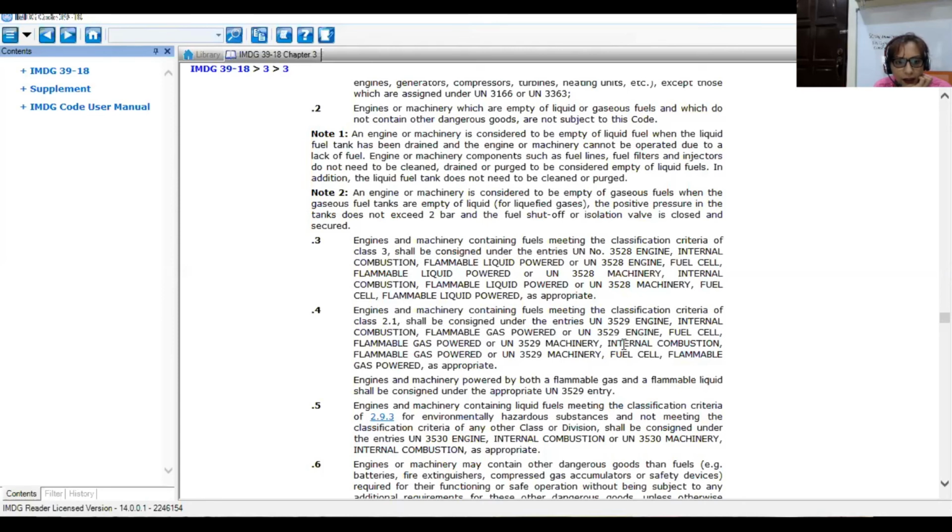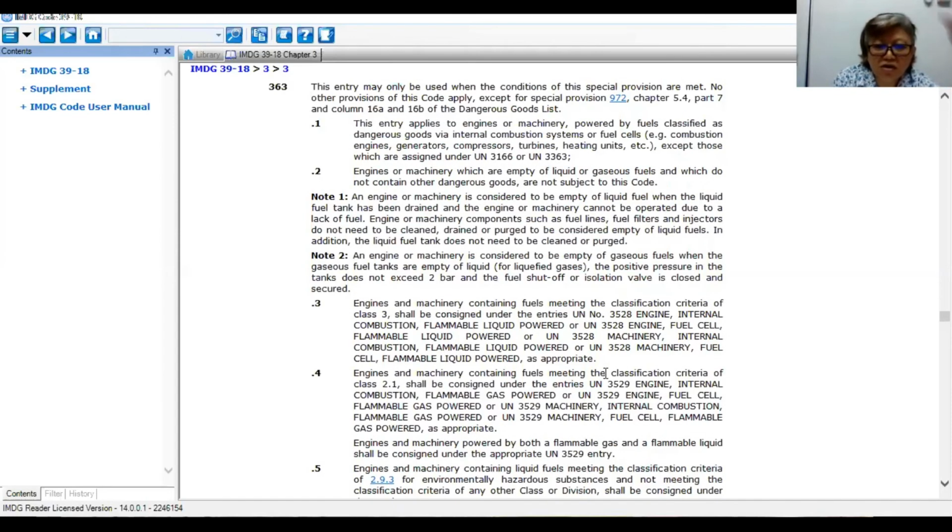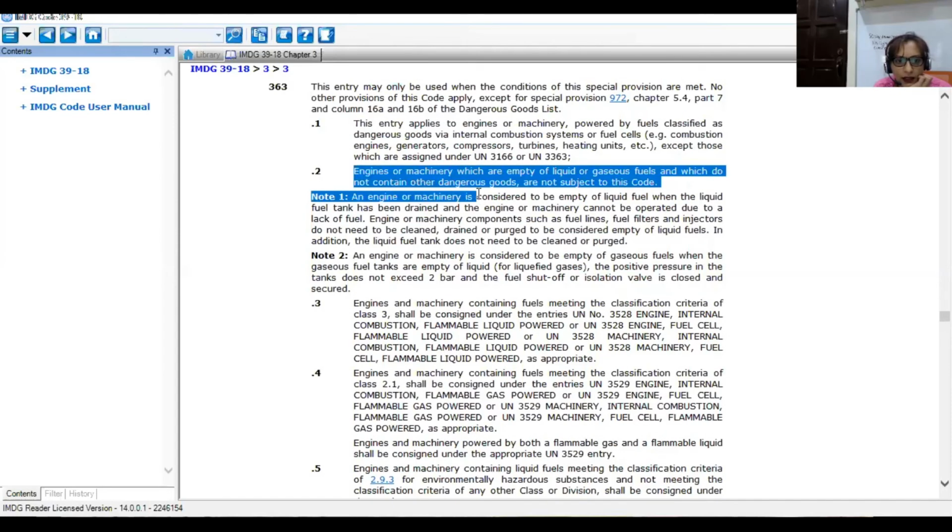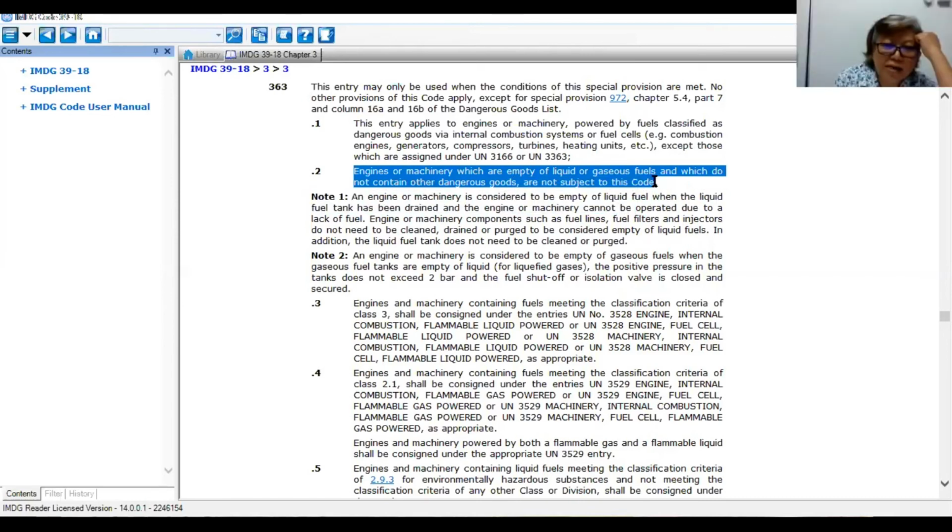Yeah. What it also says is that it doesn't need to be purged clean. It just needs to be empty, that's all. And how do they define empty? That means you start the ignition, it ignites, but it cannot move. That's what they mean by empty.